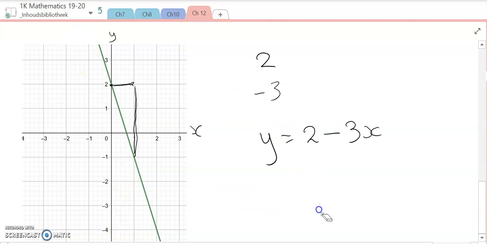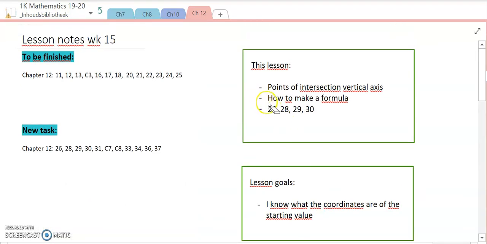After this information, you should be able to make 26, 28, 29, and 30. Good luck!